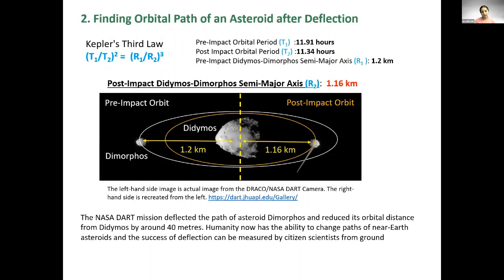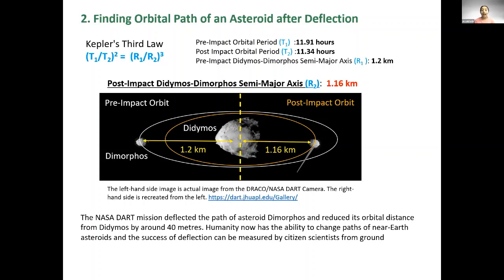Second result, I noticed a change in the orbital period of 35 minutes. Using the change in the orbital period and the time it took before and after the impact, as well as the orbital distance before the impact, I was able to find that the asteroid Dimorphos moved by 40 meters after the impact. This meant that the DART mission was in fact successful.